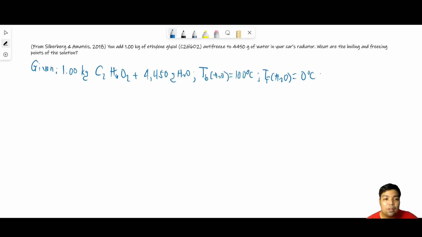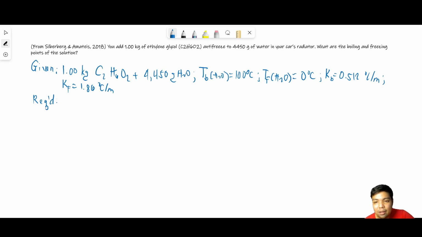Okay, we also put the molal boiling point elevation and freezing point depression constants of water. So as I've said earlier, you have to be familiar with this because you will be using this a lot in general chemistry. So the molal boiling point elevation constant of water is 0.512 degrees centigrade per molal, while the molal freezing point depression constant of your water is equals to 1.86 degrees centigrade per molal. So we write what is required. So we want the boiling point and the freezing point of your solution.